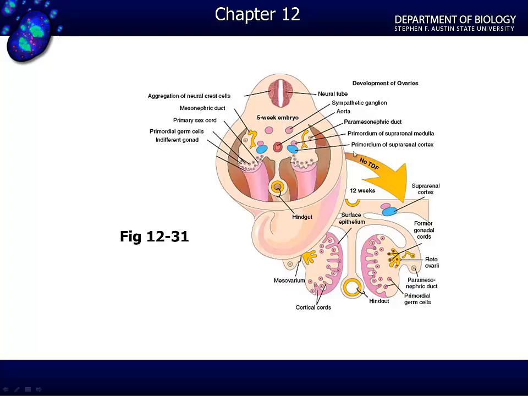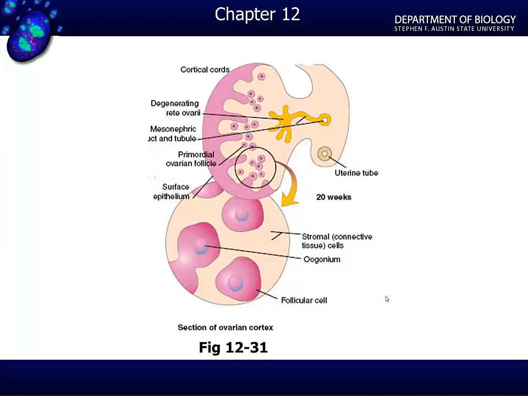Here we see in our illustration there's no TDF, so we continue to develop the female pathway. Our initial gonadal cords degenerate. This was the rete ovarii. That's degenerating. And now we see these secondary cortical cords diving in. We can also see that we've got our primordial germ cells here ready to give rise to our oogonia.